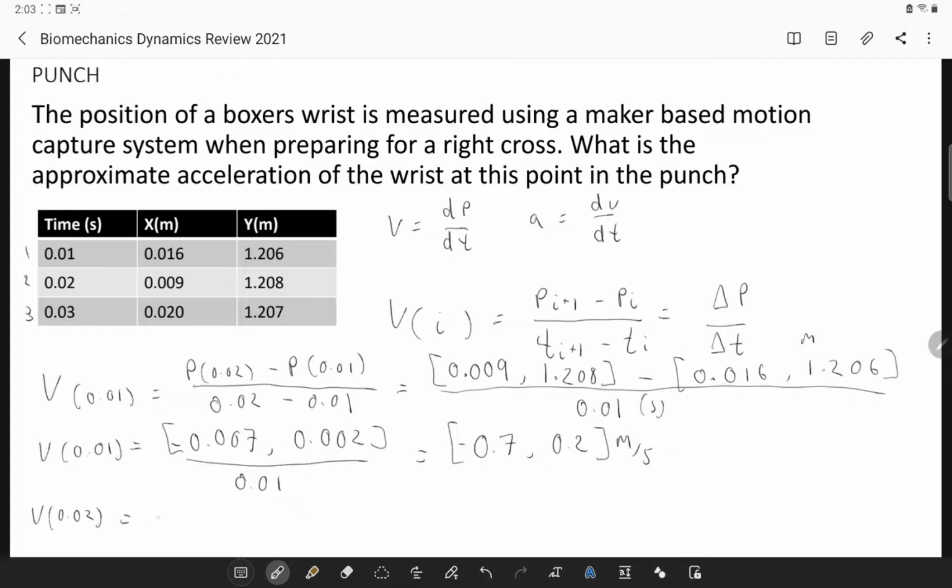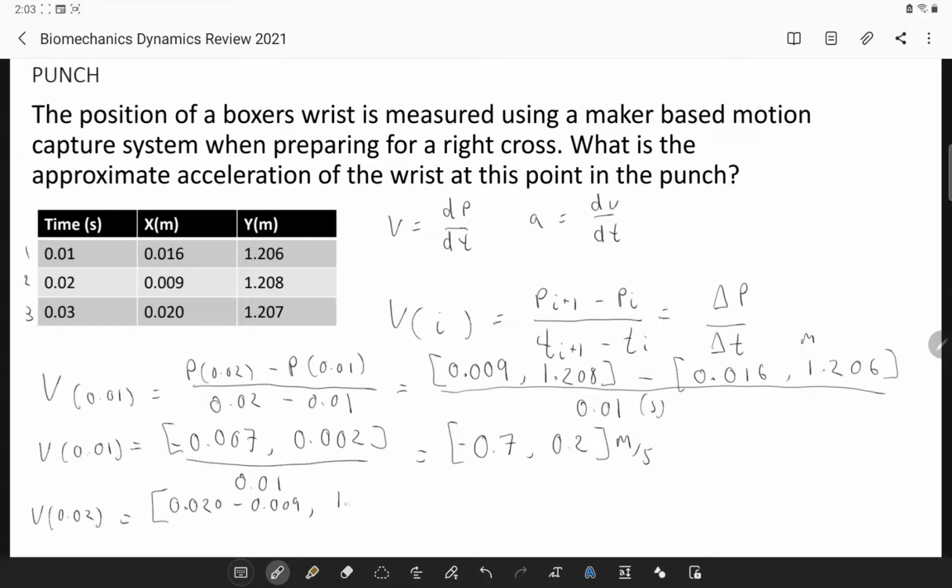So I'm just going to do the x component first. So 0.020, that's actually the position in the x at time 3, minus 0.009, that's my x component, and that's the x position at time 0.2. And then we'll do the y's.